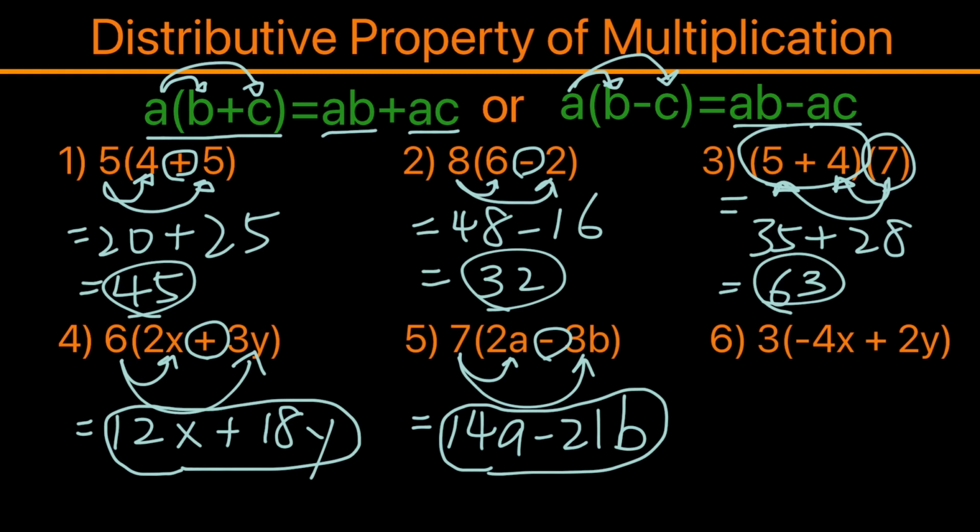And for the final example, we would take 3 times negative 4x and then 3 times 2y. 3 times negative 4x is negative 12x. And then the plus sign, and then 3 times 2y is 6y.